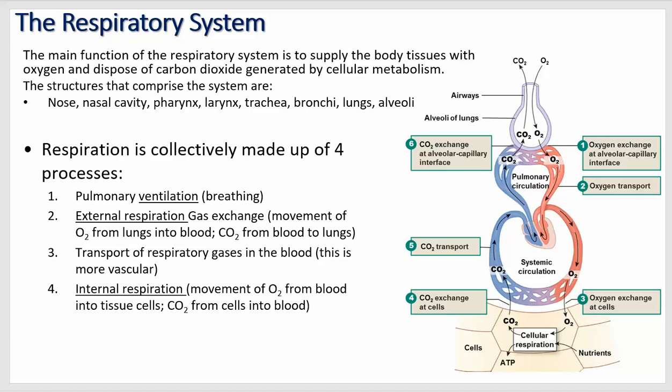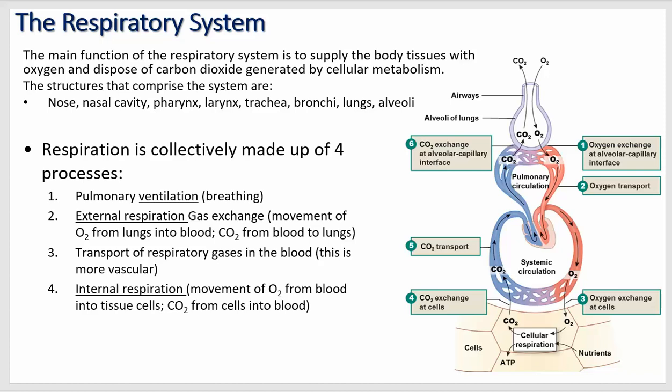And then it transports those gases in the blood. So that's kind of a vascular thing, but you have to consider how the oxygen is being transported. For instance, it's transported mostly on hemoglobin. Meanwhile, carbon dioxide is primarily transported on the bicarbonate anion. And then internal respiration, this is the whole point of it, is to supply that oxygen to cells that are all over our body. So in our feet, in our liver, in our spleen, whatever. All of those cells that are functioning need oxygen, and they need to get rid of their carbon dioxide.